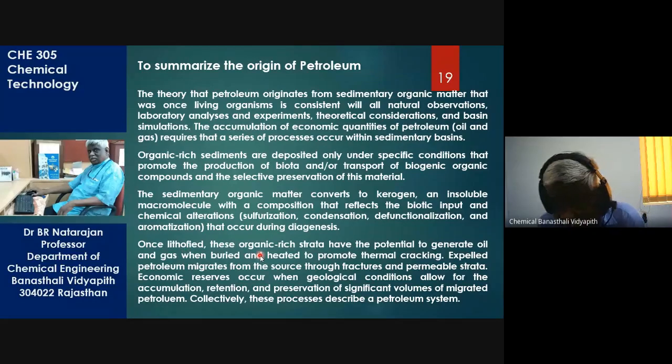These organic-rich strata have the potential to generate oil and gas when buried and heated to promote thermal cracking. So due to heat, some long hydrocarbons break into smaller hydrocarbons. Cracking means break it, right? So long-chain hydrocarbons start breaking into small chains, and the expelled petroleum migrates from the source through fractures. Fractures means cracks in the rocks, and permeable strata.